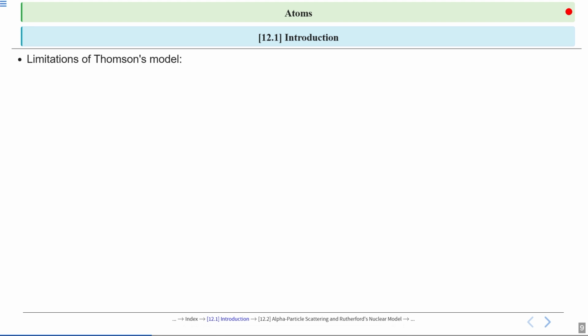So let's examine the limitation of Thomson's atomic model. This model, sometimes called the plum pudding model, suggested that electrons were spread throughout the positively charged sphere like raisins in a pudding.